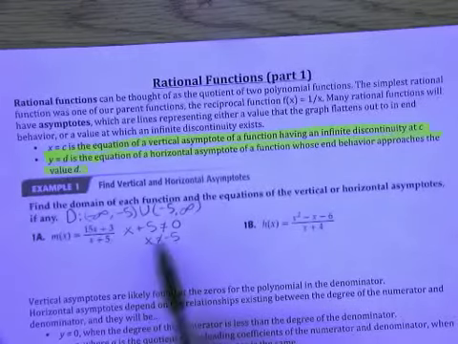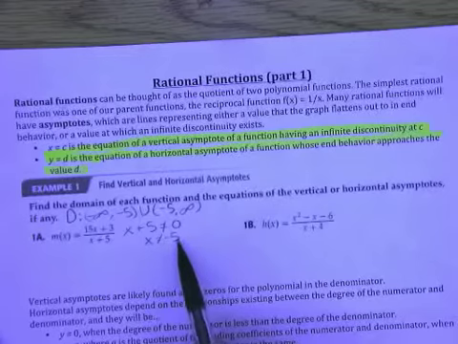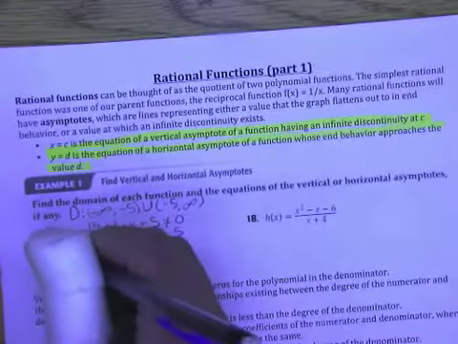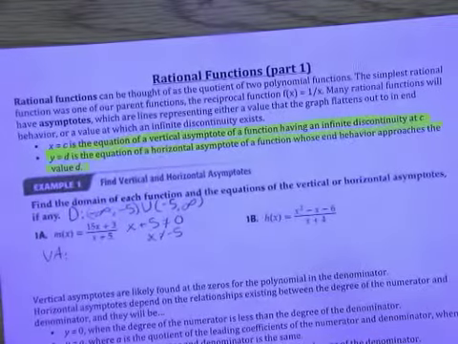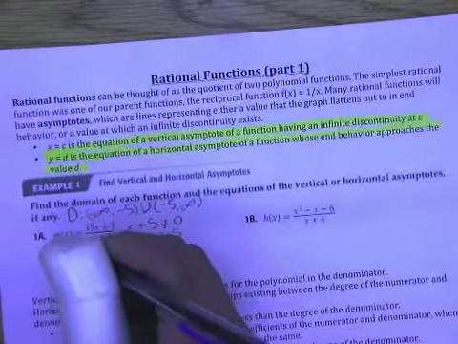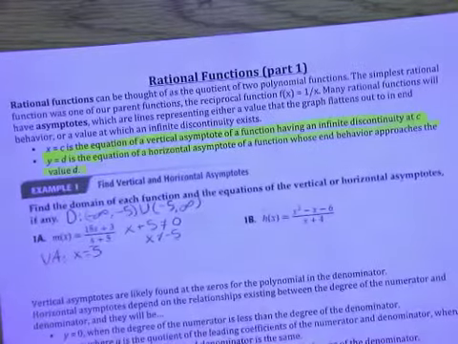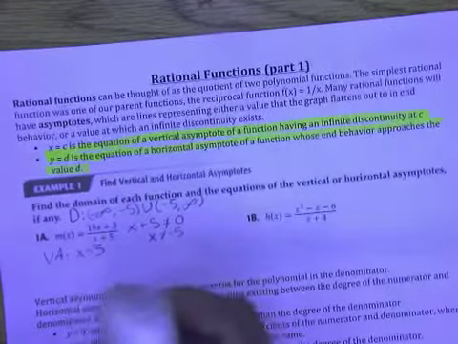So this anti-equation of x cannot equal negative 5 is leading you into what your vertical asymptote equation will be. Your vertical asymptote will be x equals negative 5.